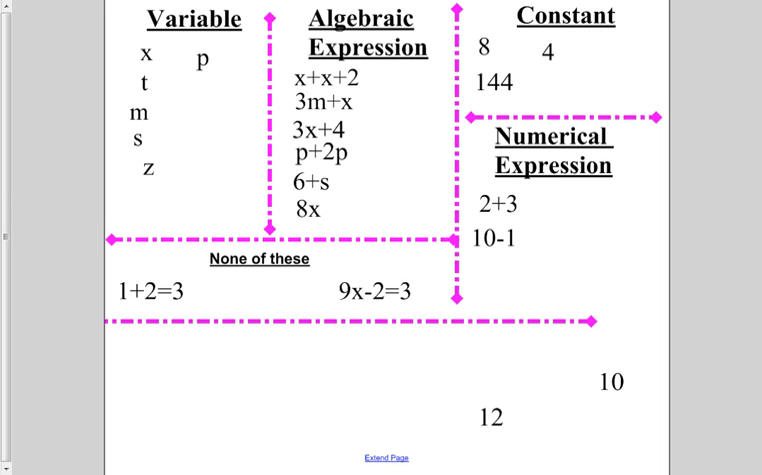This one also has an equal sign. So this is going to be an equation, which we'll learn more about later. So that will be none of these. 12 is a constant, and 10 is a constant. Go ahead and fix any problems that you got wrong. You can pause the video if you need to before we continue.